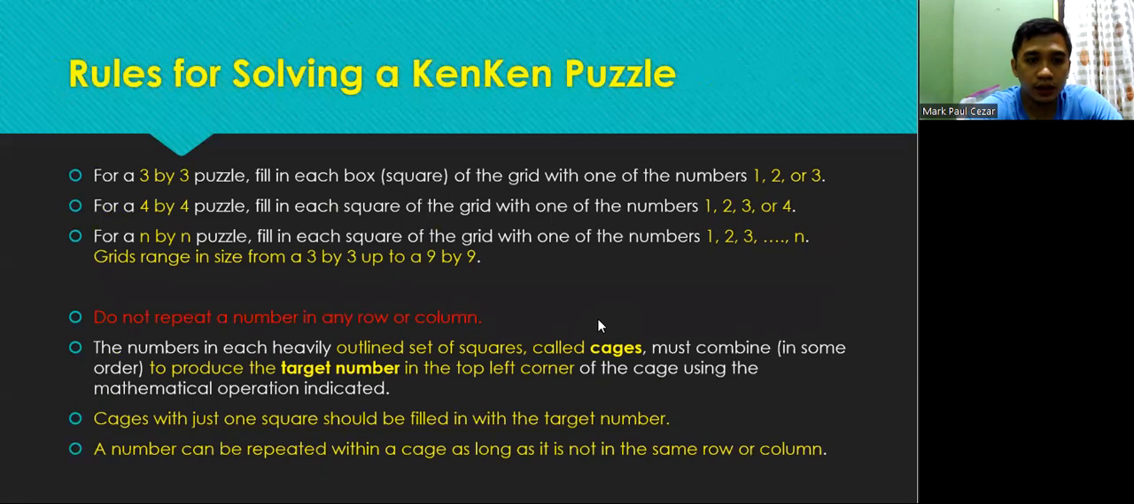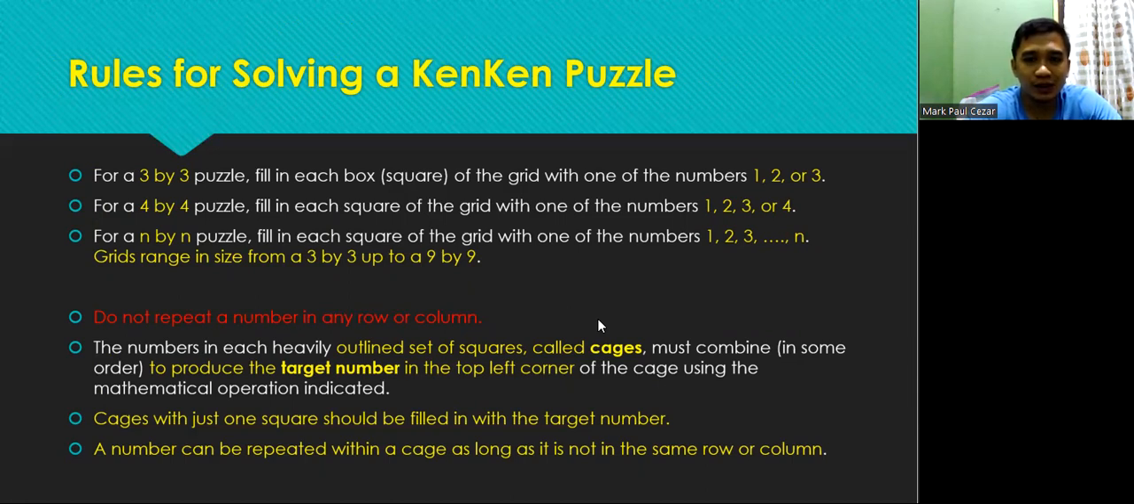Another important rule here is do not repeat a number in any row or column. We have to keep in mind that there shouldn't be any repeating numbers in any column or in any row. I'm going to show you where our column and where our row is. For those who are not aware of their columns and their rows, it is time for you to learn this properly.